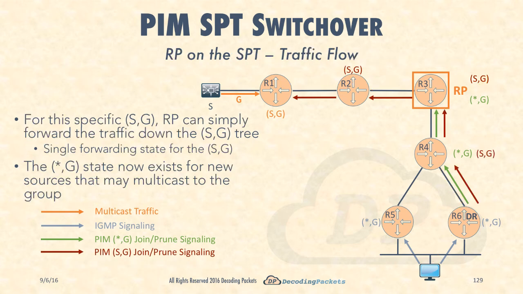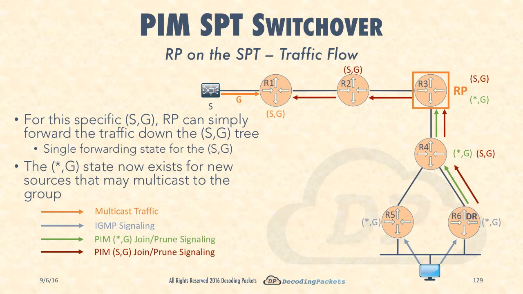After the SPT switchover, so now we're going back to our slide where the signaling is now complete. If you look at the maroon arrows, they are complete from R6 to R4 to R3 to R2 to R1. So there are two parallel trees, but from an RP point of view, from an SPT point of view, there is an end-to-end SPT. Now, the RP can simply forward the traffic down the S comma G tree.